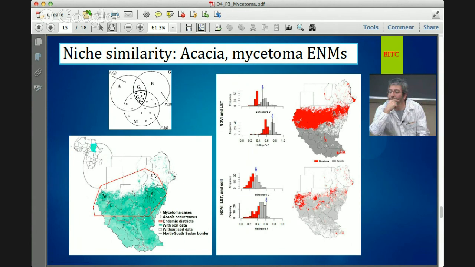And for Mycetoma, it's only central Sudan, which is included within the red lines. And after we tested the ecological niche models of the two species, we found that we can't reject the hypothesis of niche similarity between the two niches, either using the NDVI and land surface temperature models, or the NDVI, land surface temperature, and soil models.